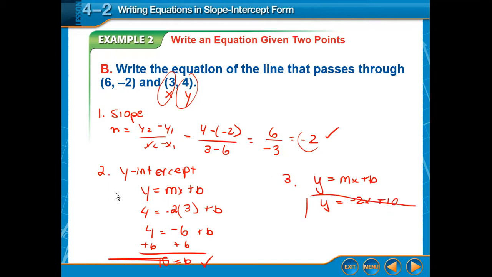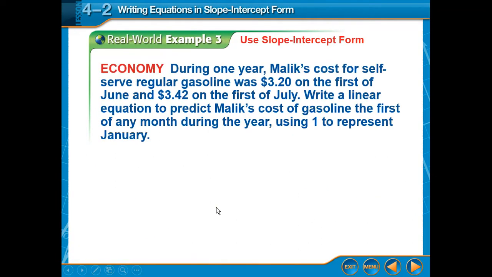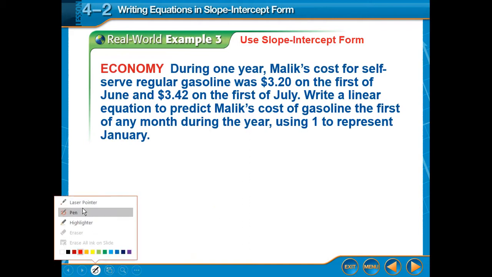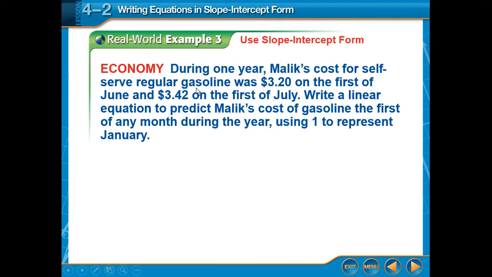Anyway. Okay. So we can use this in real world kind of problems too. So during 1 year, Malik's cost for self-serve regular gasoline was $3.20 on the 1st of June and $3.42 on the 1st of July. Write a linear equation to predict Malik's cost of gasoline on the 1st of any month during the year, using 1 to represent January.